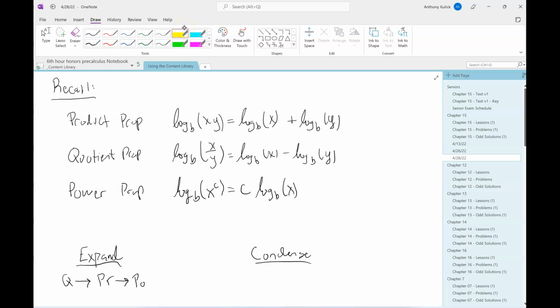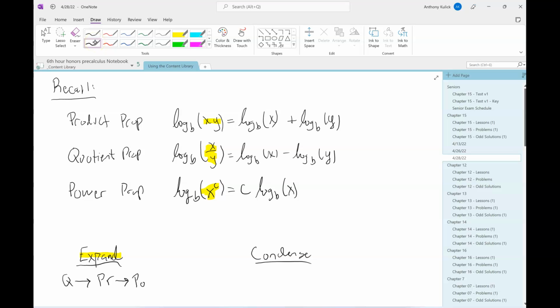So for expanding, we're going to be looking at what's going on inside the logarithm. For a product property, you're looking for multiplication inside the logarithm. For a quotient property, you're looking for division going on inside the logarithm. And for a power property, you're looking for an exponent inside the logarithm.